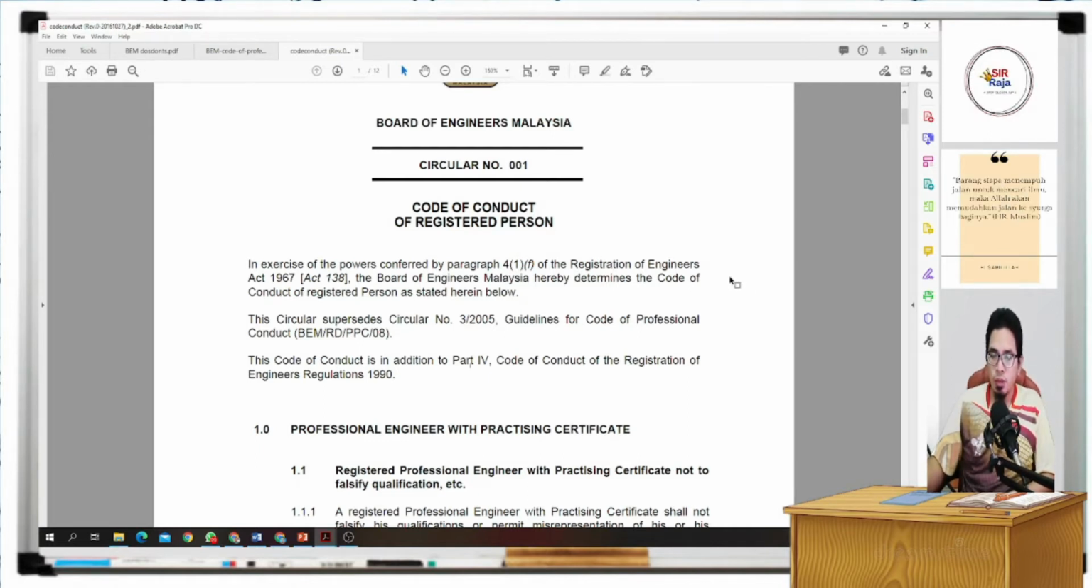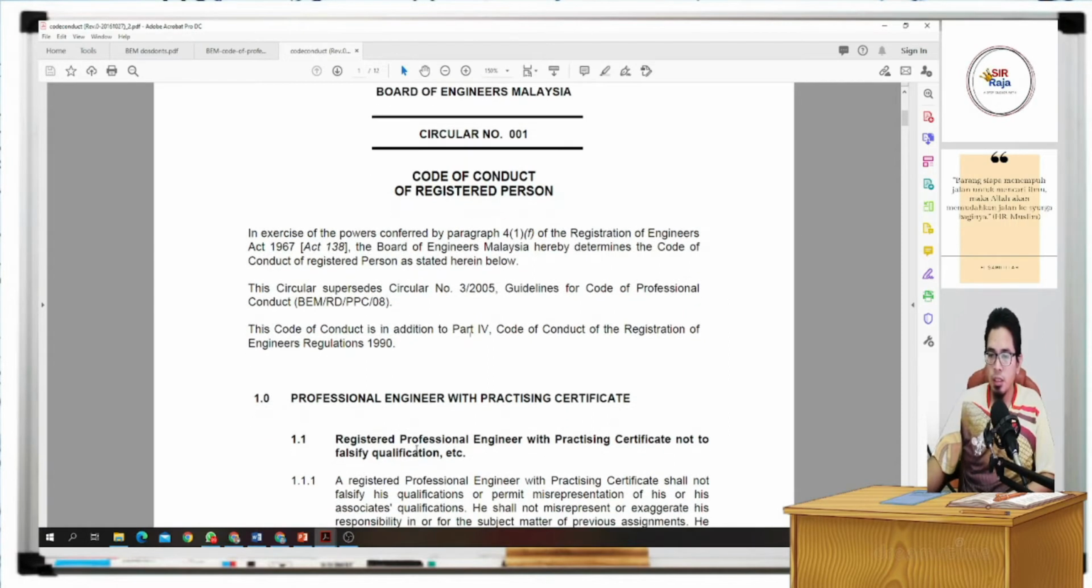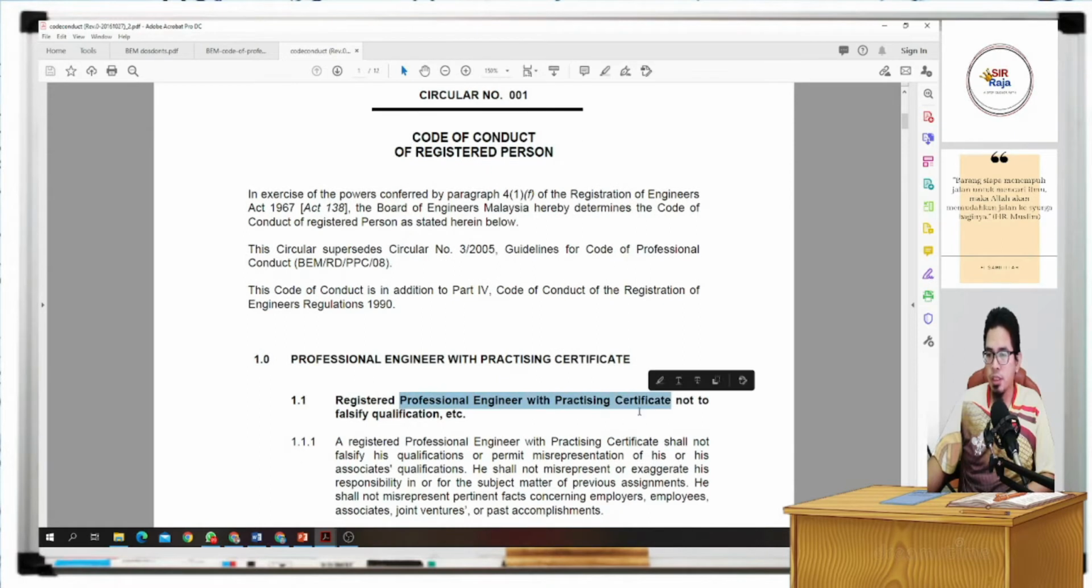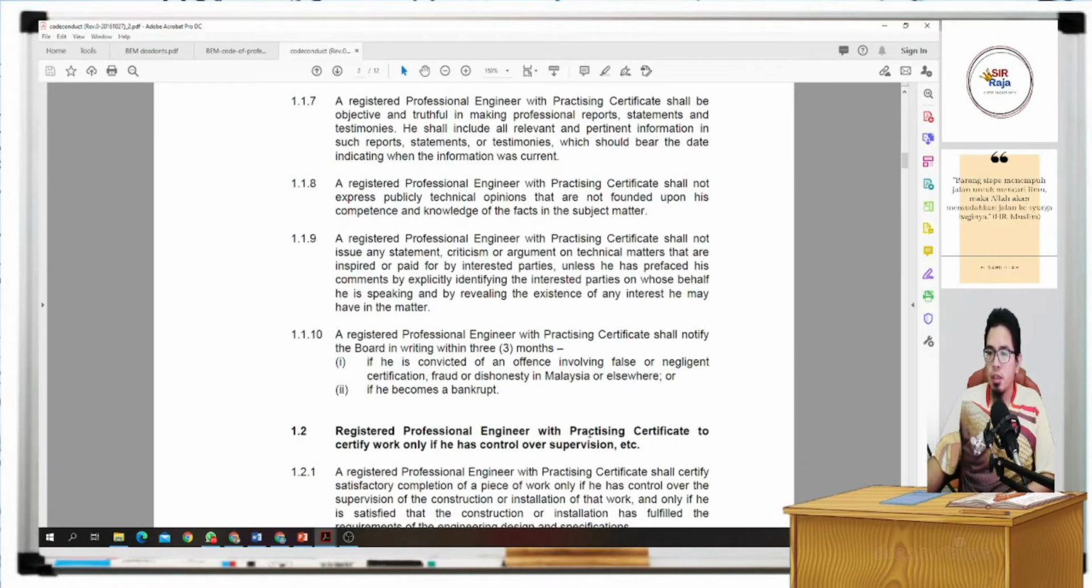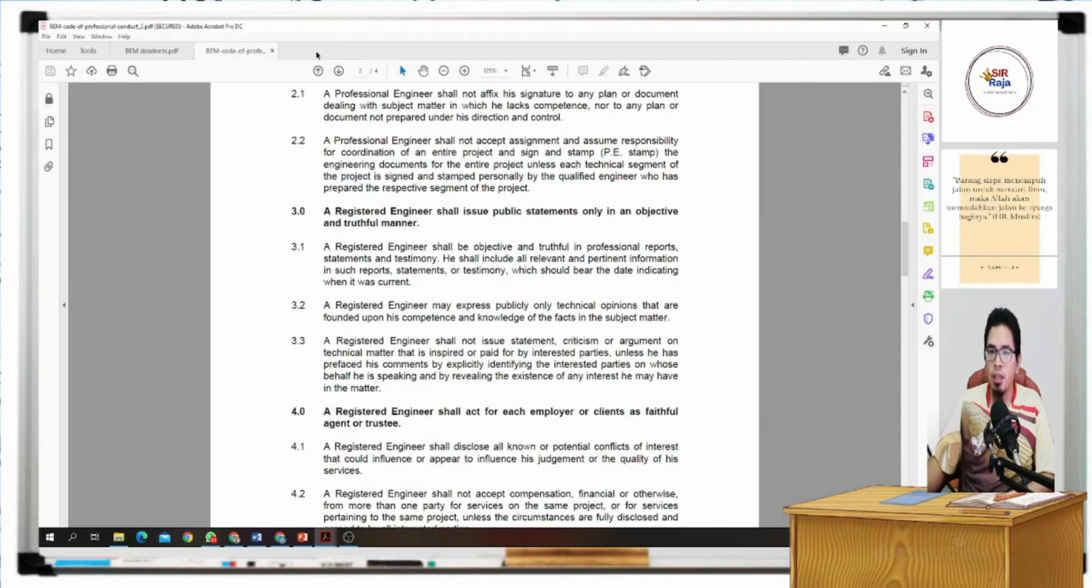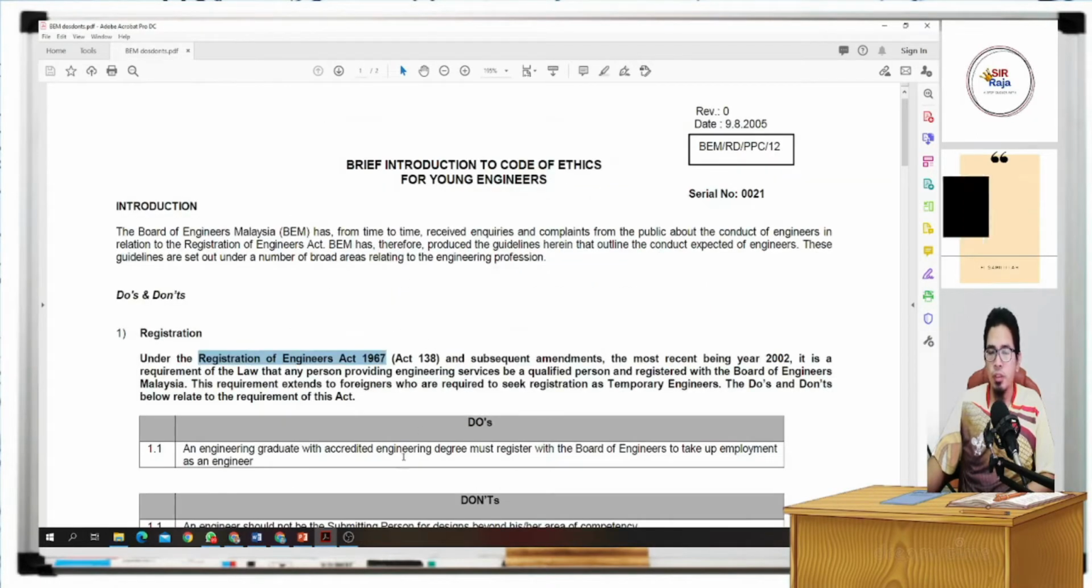And for professional engineers, there are two different types: professional engineer with practising certificate, and professional engineer only. So there are a few things that have been changed, so they had to revise. Anyway, we are still going to refer to the earlier version for our syllabus and our lesson.